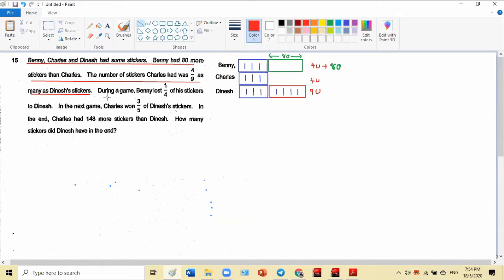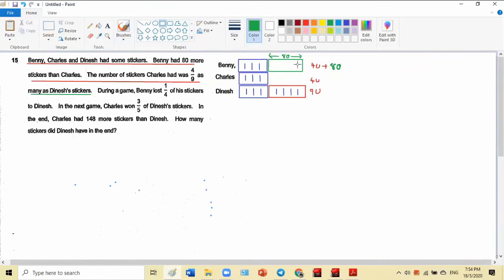Can we continue? Yes. During a game, Benny lost 1/4 of his stickers to Dinesh. Okay, lost 1/4. That means everything must be divided by 4. That means this 80, what must we do? Divide by 4. Yeah, Mr. Brian, so smart. I believe you may be able to do this.